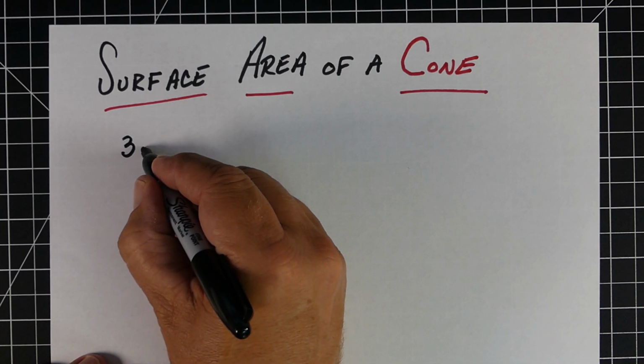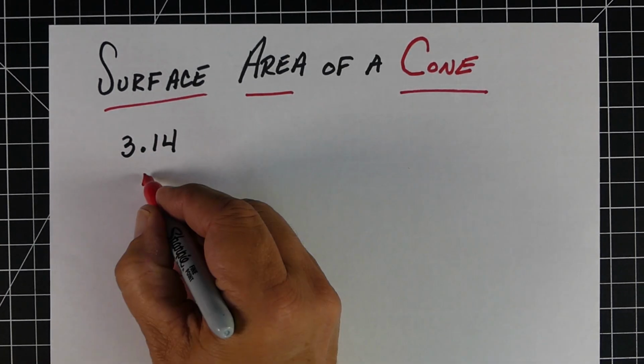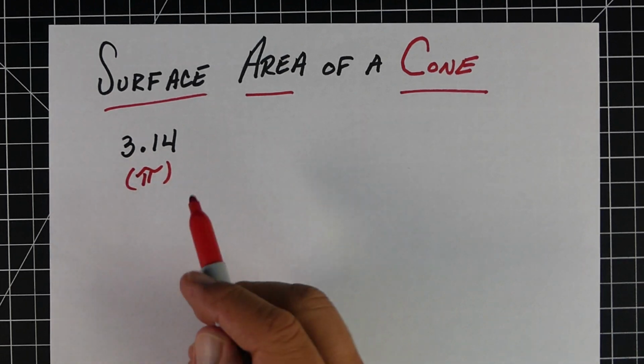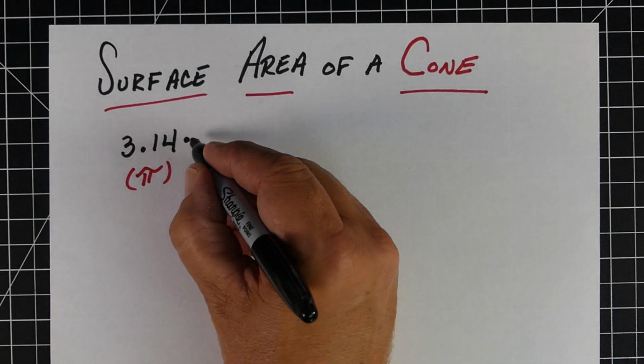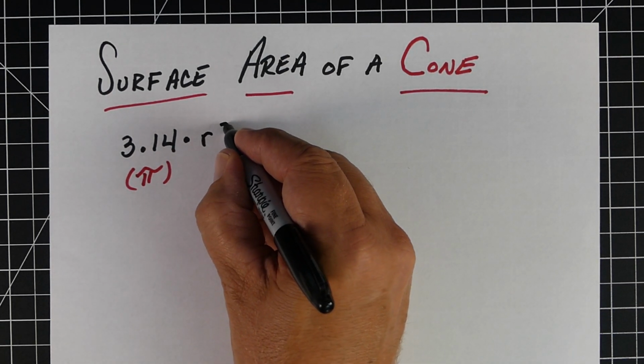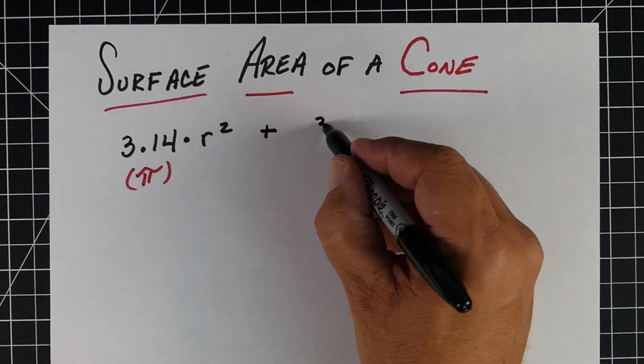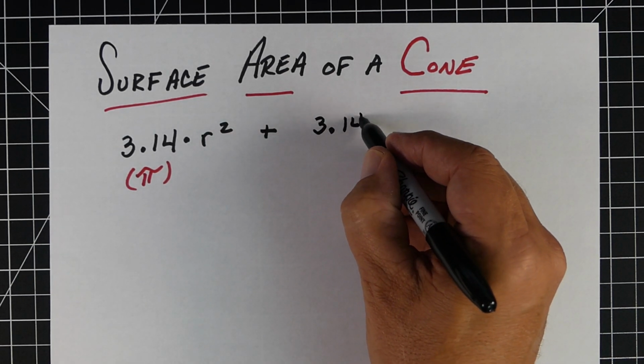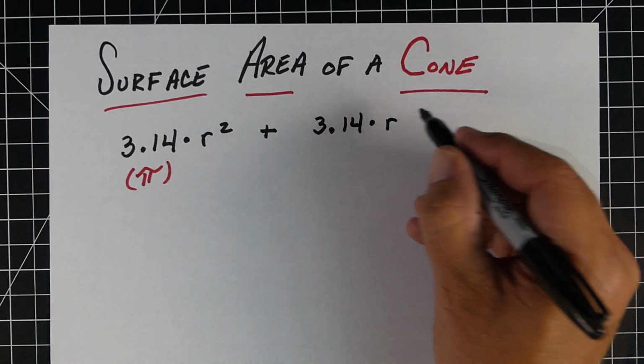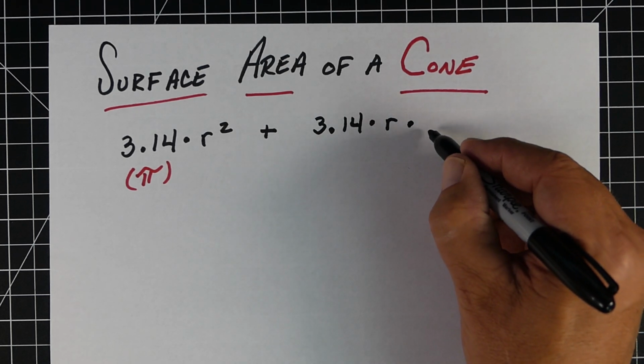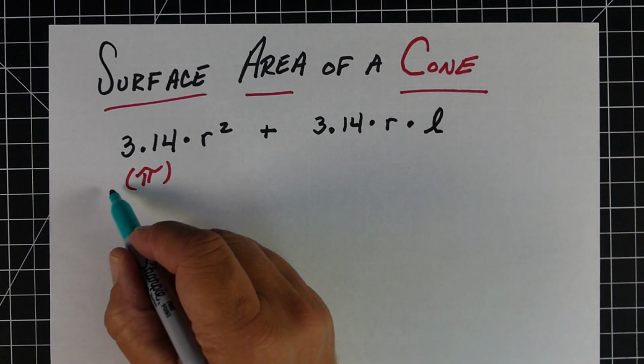Now our formula to solve surface area of a cone is really two parts. The first part is going to be 3.14, which is the number we're going to use for pi, times radius squared. We're going to take that answer and add it to the following: 3.14, which is pi again, times radius times the slant height.